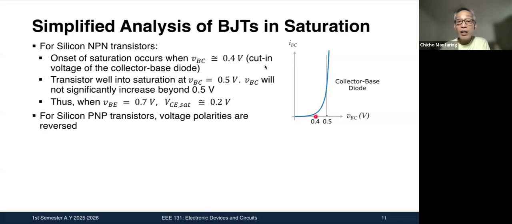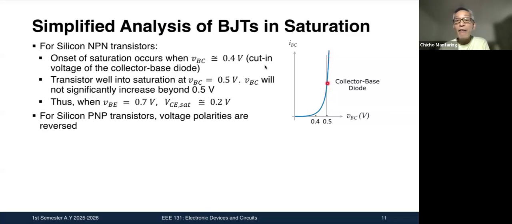Okay? When your voltage is 0.4 or less, then your current is very small. It is when your voltage exceeds 0.4 that the current starts becoming larger. So this 0.4, we call that your cut-in voltage, no? The cut-in voltage of your base collector or collector base diode. And then when you reach 0.5, okay, you have a substantial amount now of current.